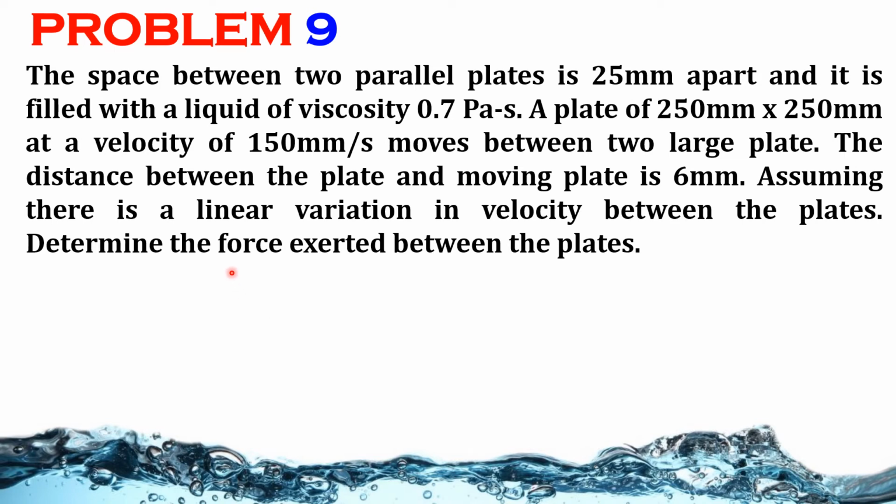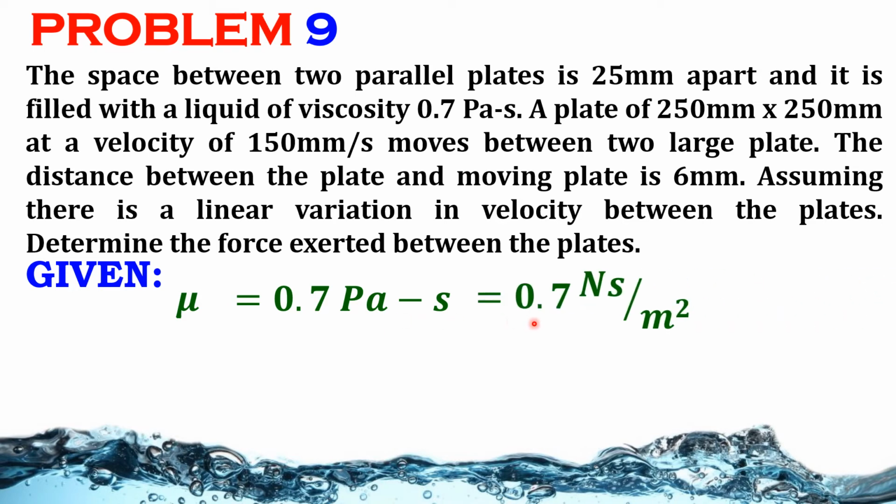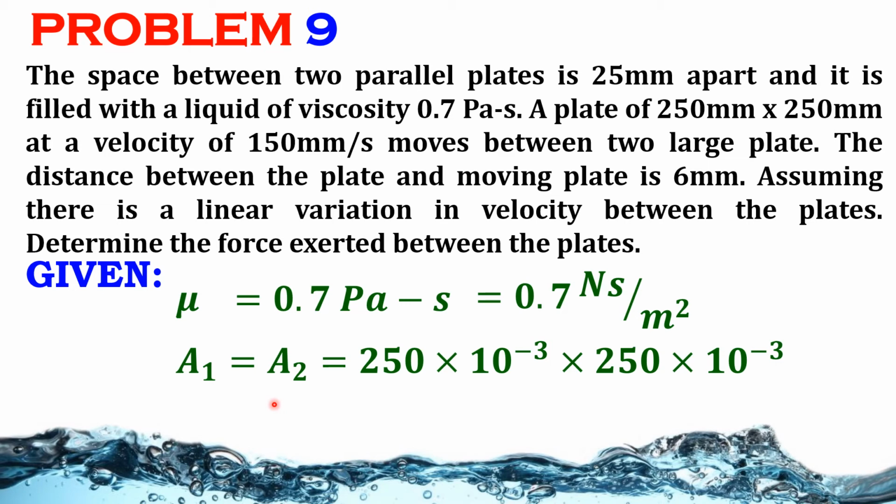See, we have the words linear variation of velocity over here. Normally, while solving problems in viscosity, our assumption is that the velocity varies linearly. Given mu is 0.7 Pascal second. Pascal can be written as Newton per meter square. Therefore, mu is equal to 0.7 Newton second per meter square. Next, area A1 equal to A2 equal to 250 into 10 to the power minus 3, dividing by 1000 to convert mm into meter, into 250 into 10 to the power minus 3.